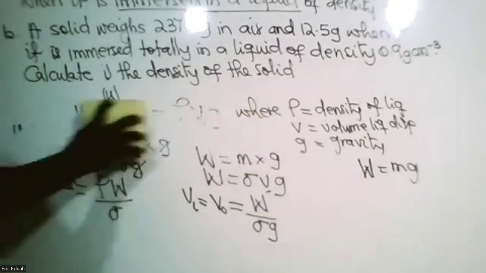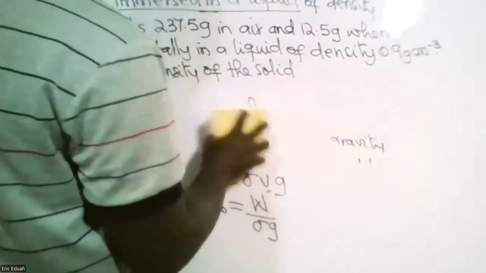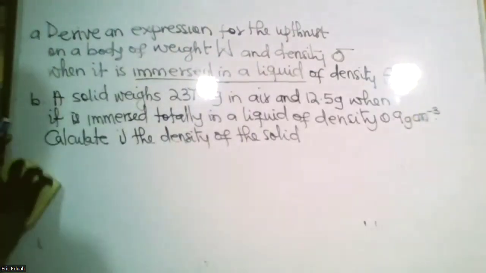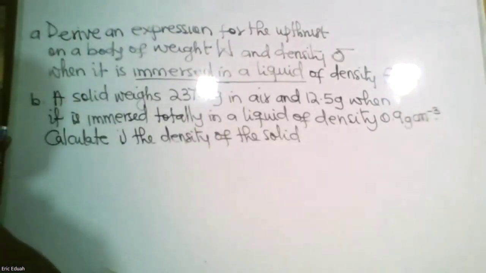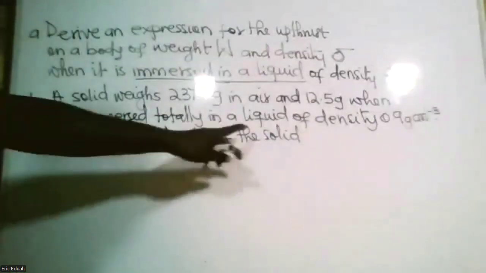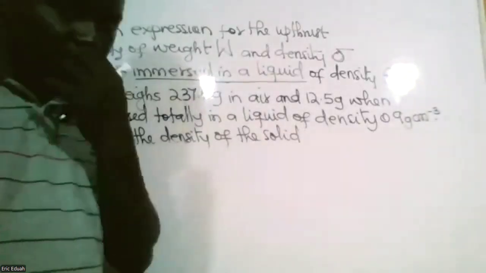So the next question: a solid weighs 237.5 grams in air and 12.5 grams when it is immersed totally in a liquid of density this. So we have the weight in air, weight in liquid. The density of the liquid is this. Calculate the density of the solid.